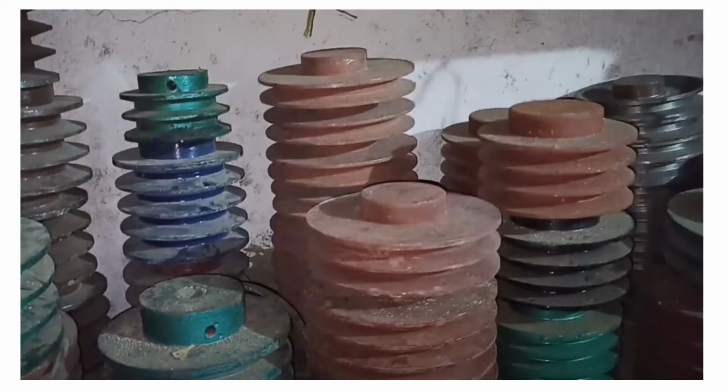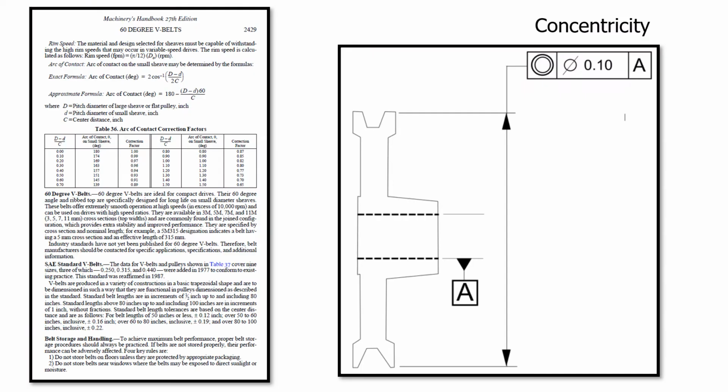Our pulley started off as a casting. It is not unusual for large and small holes to be created during the casting process. The concentricity on our particular pulley is 0.1 of a millimeter. Information from the Machinery's Handbook and the SAE standard for V-belts has been referenced.